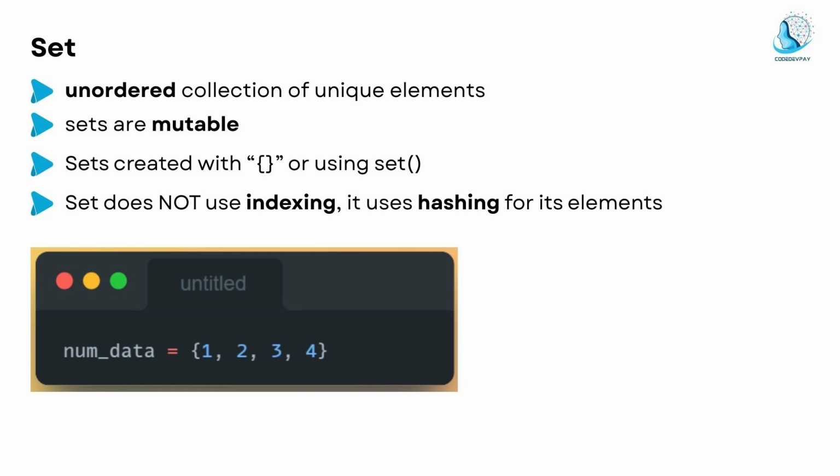The most important part of sets that we have to take note of is that a set does not use indexing. It uses hashing for its elements. Previously, we've looked at lists and tuples, and we said both of these data types use indexing, which means the elements or the entries were identified based on their position. But when it comes to sets, we use the term hashing. For hashing, each element or each entry is given a unique identity. This means you cannot duplicate entries with sets.